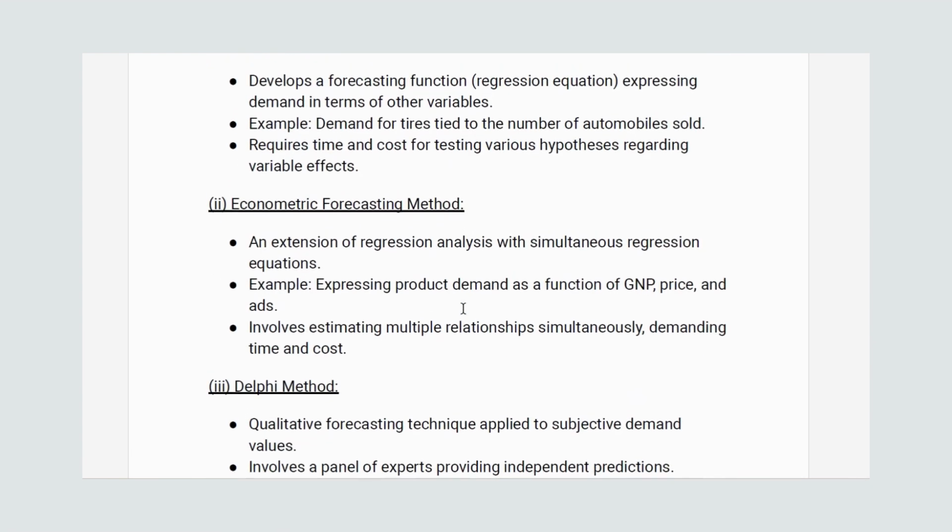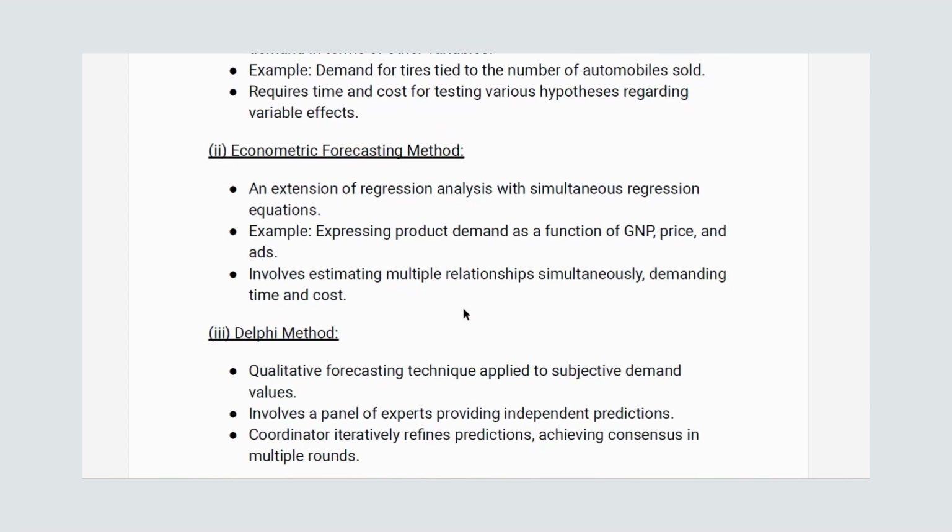The next method is the econometric forecasting method. We have seen what regression analysis is. Econometric forecasting is an extension of regression analysis with simultaneous regression equations. So it involves estimating multiple relationships simultaneously, demanding time and cost.